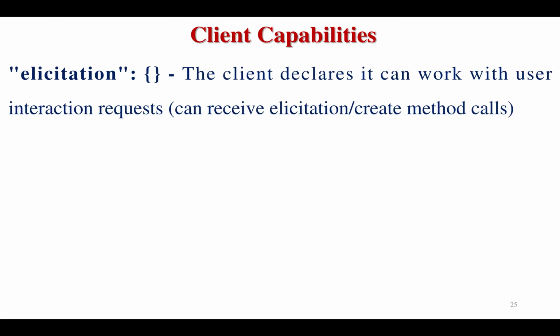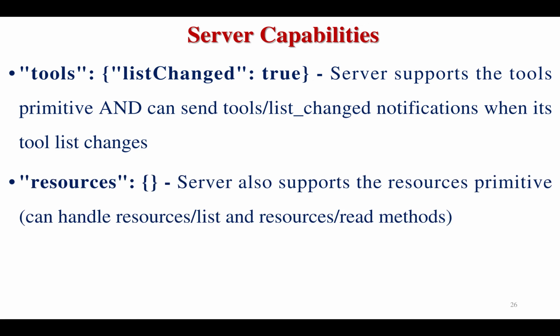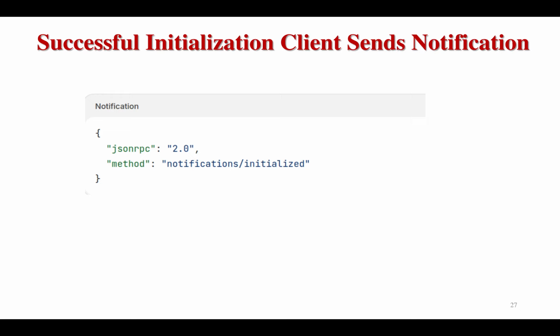Yeah, so as we discussed, this is the client capability elicitation. This client declares it can work with user interaction requests, right? It can receive elicitation/create method calls. And when we saw the server capabilities, it had listChanged true. As mentioned, the server supports the tool primitives, and it can send the tools/list_changed notification when its tool list is changed. And resources, the server also supports the resource primitives. It can handle resources/list, resources/read methods and so on.